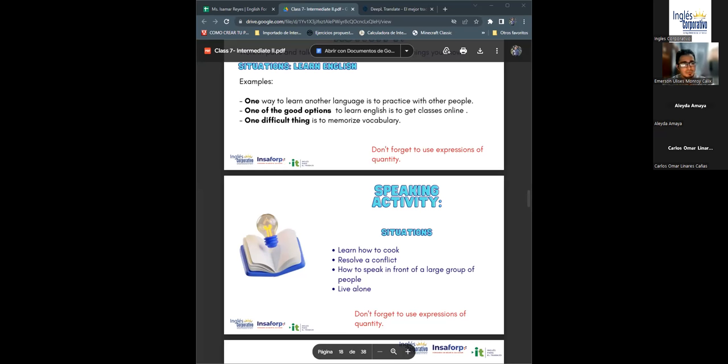One of the good options to speak to a large group of people, maybe good knowledge about your material. I think one of the difficult things is to manage body language. Lenguaje corporal. The body language. One of the difficult things to speak in front of a large group of people is to get nervous.